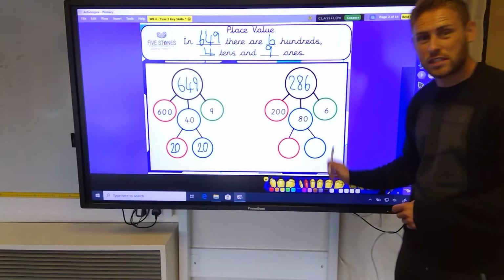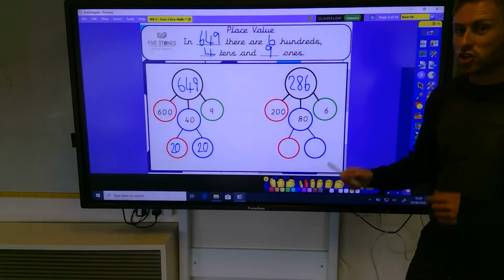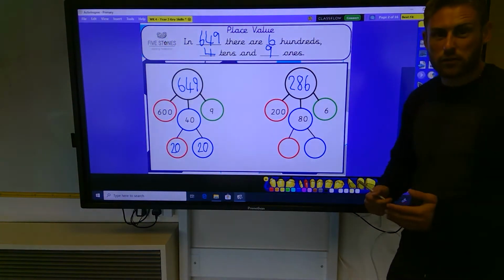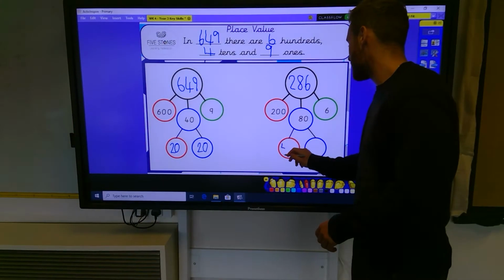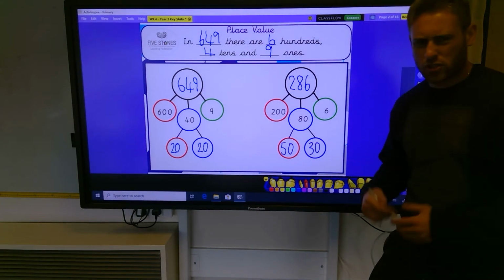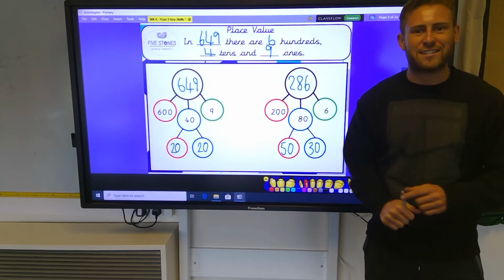Fantastic. And there are lots of different options that you could go with to partition 80. Some of you might have halved it like I did and gone for 40 and 40. Some of you might have gone for 79 and 1. Oh, very simple one. Some of you might have gone for a part of 50 and a part of 30. So get your adult to check the one that you chose to do. But we're ready to move on.